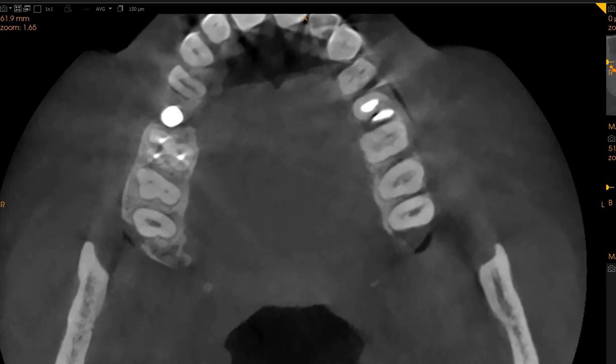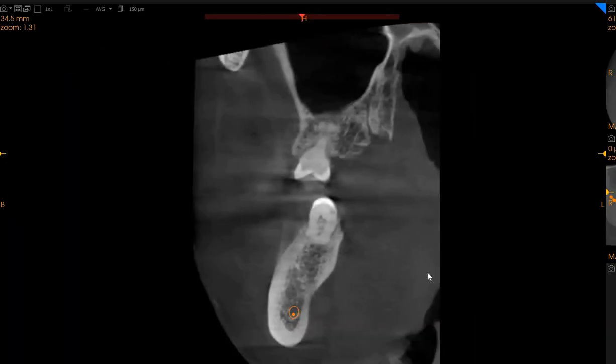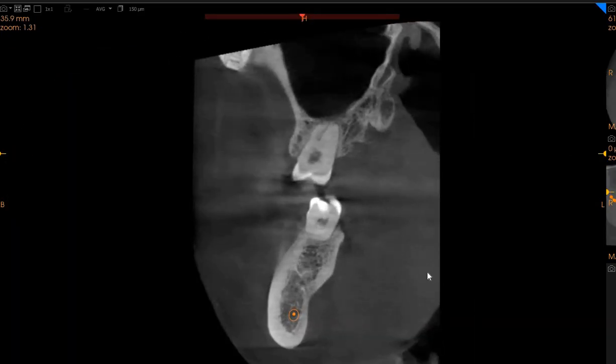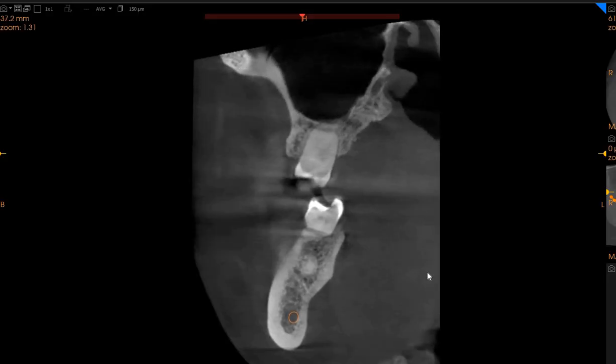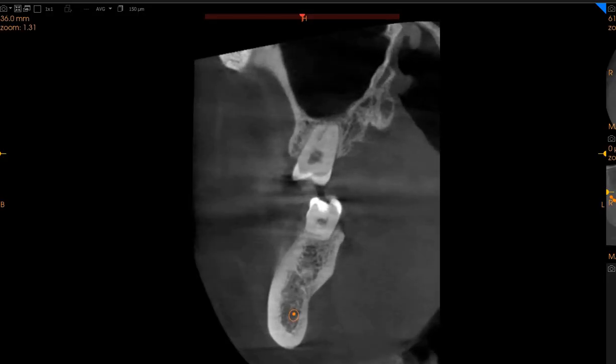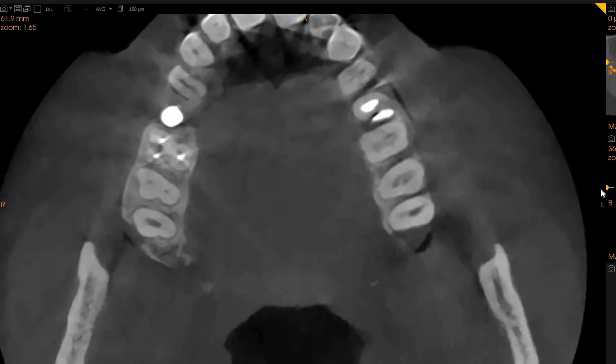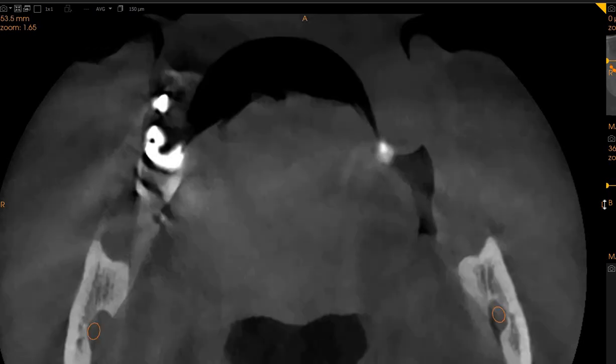The upper right 8 is not impacted and has fused roots close together. No sinus perforation, no periapical radiolucency. Now moving to the lower left segment where another fracture awaits.